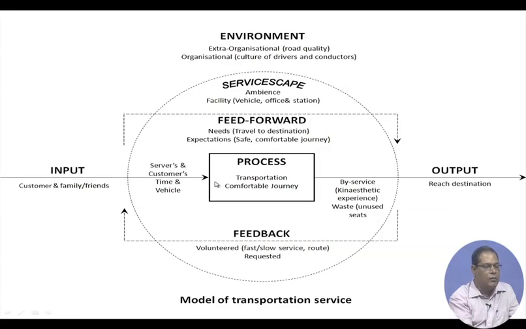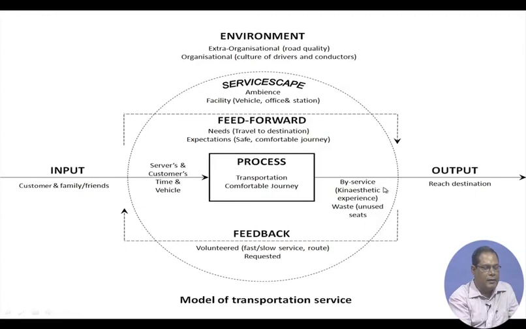So, this is the how of that process, that means how is the transportation done, and so this is in the form of comfortable journey for the recipient of the service. So, how is the transportation provided? It is provided in a comfortable manner. So, this is the part of the expectations from that service, and then the service moves on to the output. So, the customer reaches the destination, that is the output. Also, the customer has a kinesthetic experience. So, these two are the outputs of the service system.